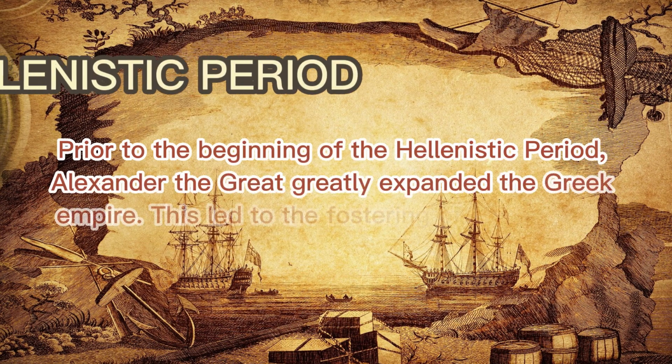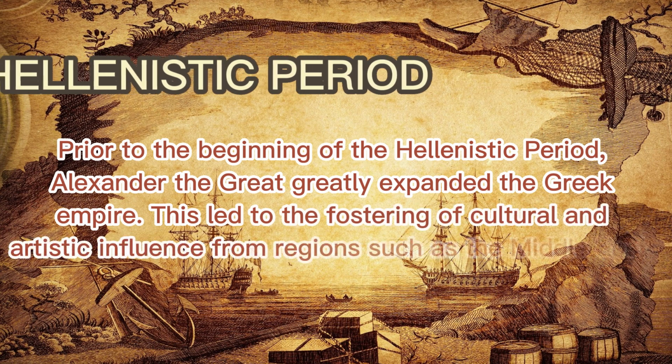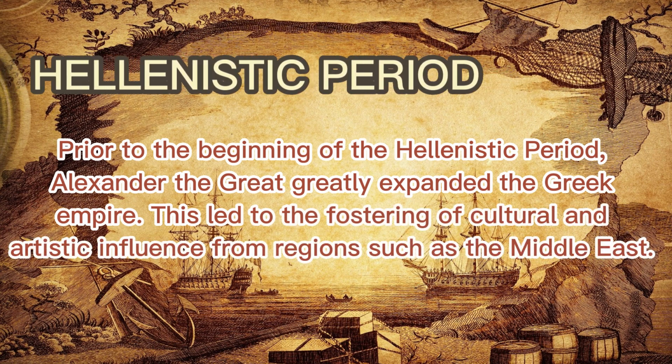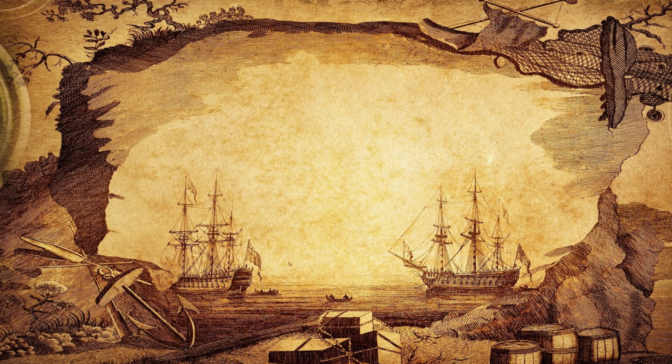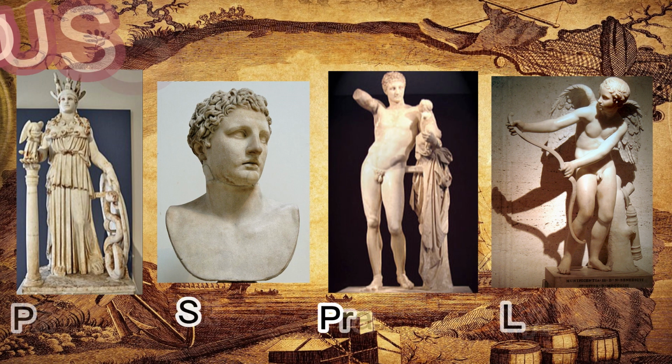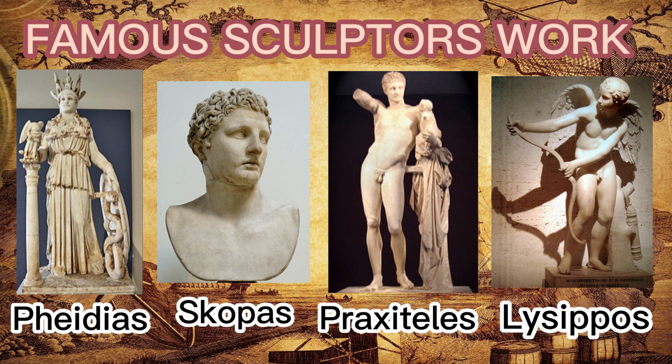Hellenistic period. Prior to the beginning of the Hellenistic period, Alexander the Great greatly expanded the Greek Empire. This led to the fostering of cultural and artistic influence from regions such as the Middle East. Ancient texts and inscriptions provide names of some famous sculptors from ancient Greece, including Phidias, Scopas, Praxiteles, and Lysippus.